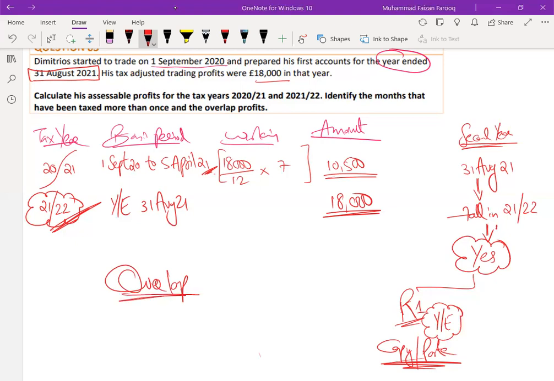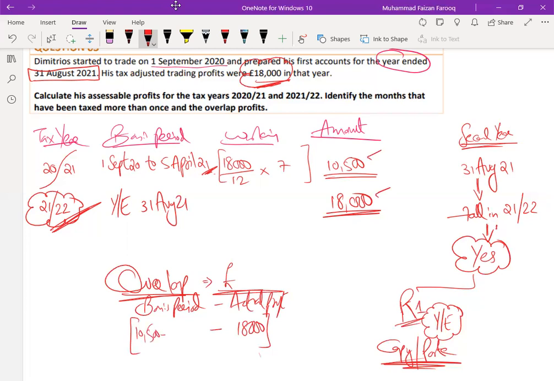So how much will the overlap profit be? What is your actual profit in the question? 18,000. So the formula is: the difference between actual profit and basis period profit is known as overlap profit. Your basis period profit will be 10,500 plus 18,000. It's a total of how much? 28,500. And the actual amount is 18,000. So how much is the overlap? 10,500. That's it for this particular question.